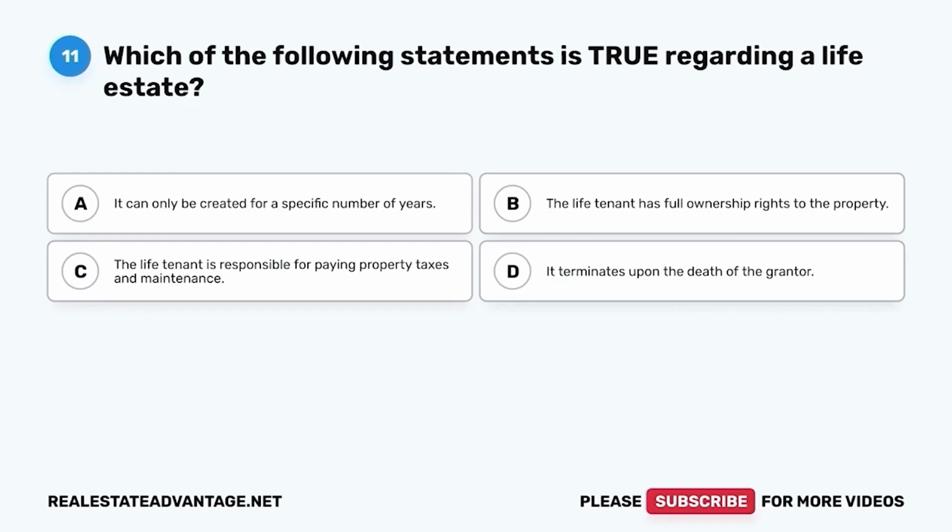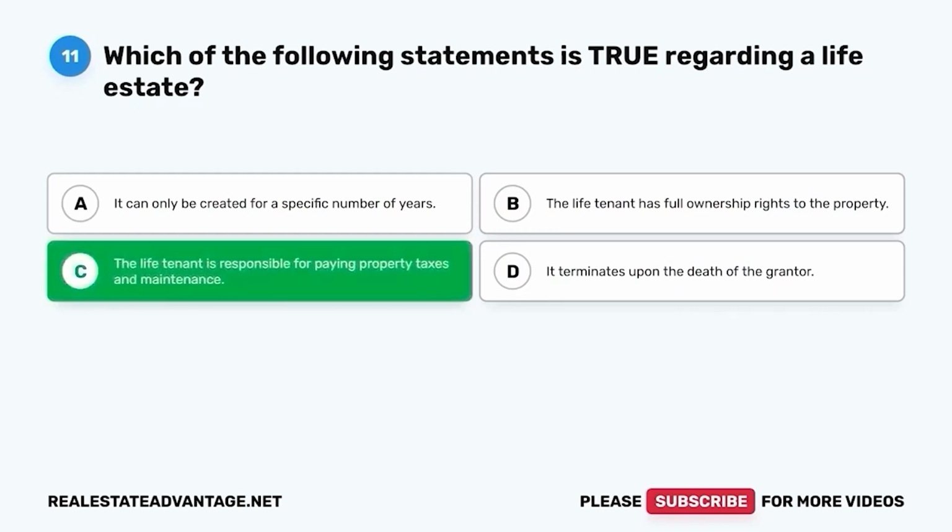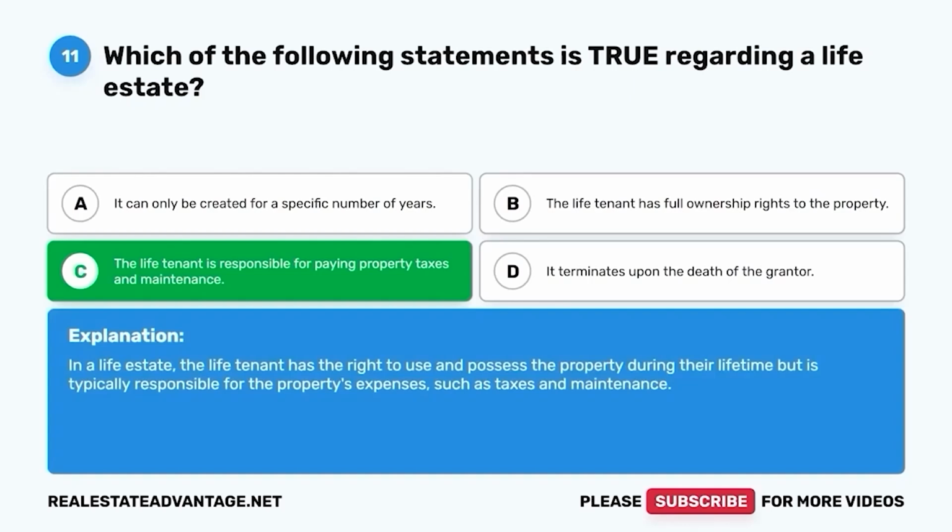The life tenant is responsible for paying property taxes and maintenance. D. It terminates upon the death of the grantor. The correct answer is C. The life tenant is responsible for paying property taxes and maintenance. In a life estate, the life tenant has the right to use and possess the property during their lifetime, but is typically responsible for the property's expenses, such as taxes and maintenance.